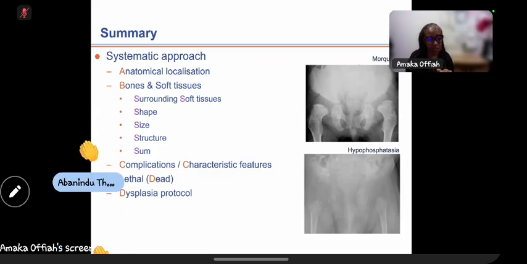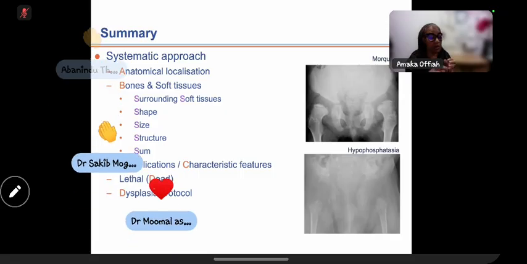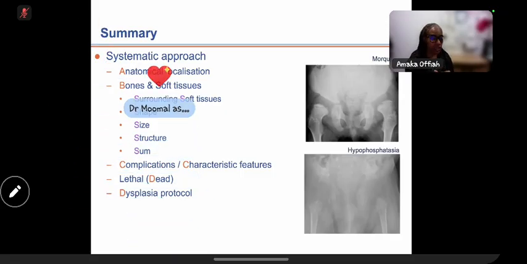And then we looked at structure, and we talked about increased density, reduced density. I showed you osteopetrosis with a uniform increased density.